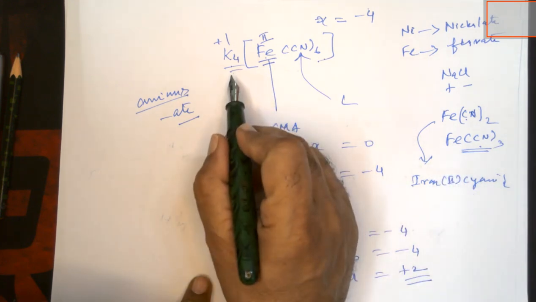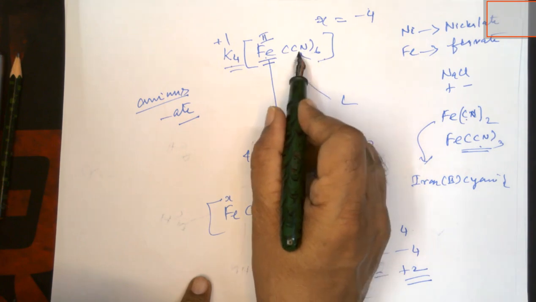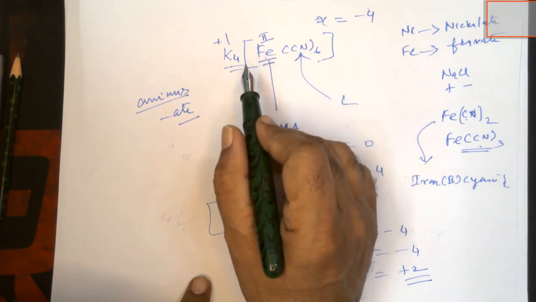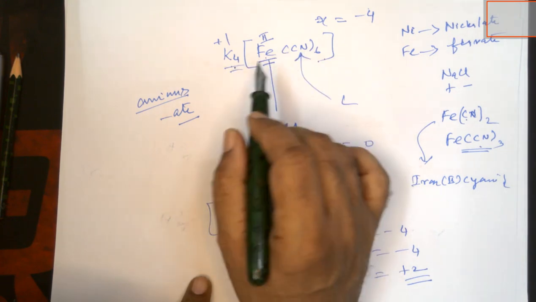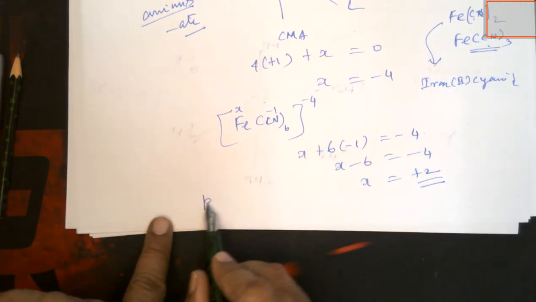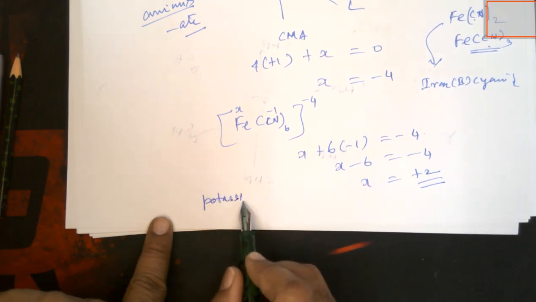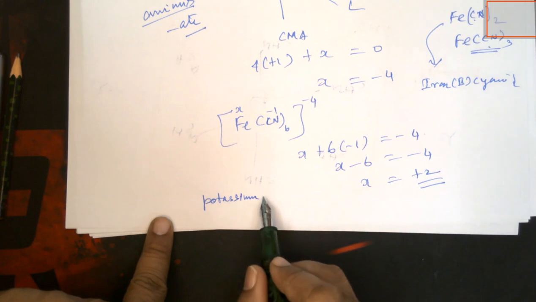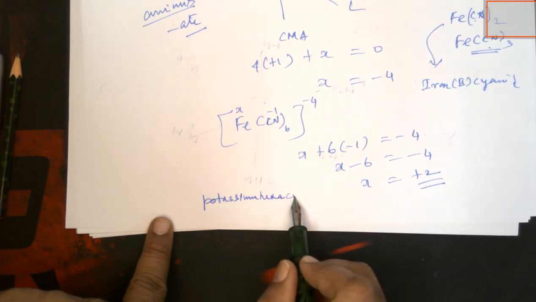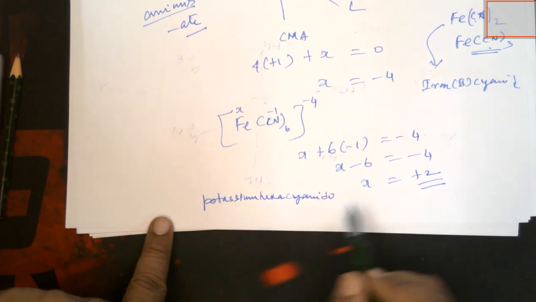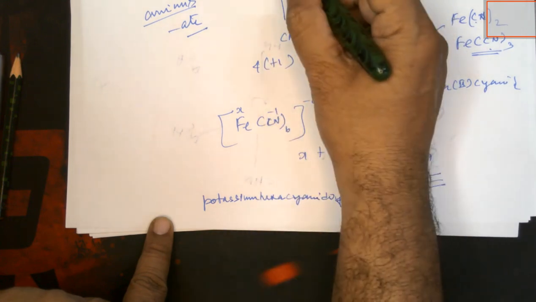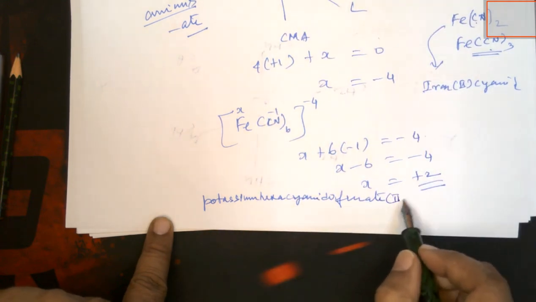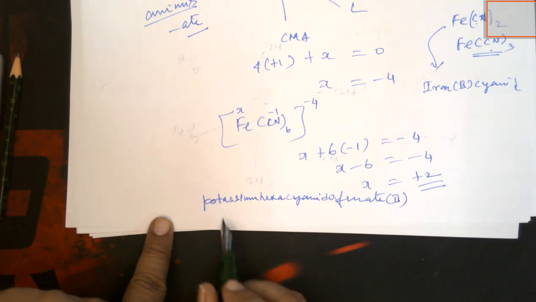Now shall we try? Potassium hexacyanidoferrate. Write down potassium. And when you write the nomenclature, you should write it continuously without any gap. So you can write like this: potassium, starting with a small letter. Don't leave any space. Hexa, cyanido, and then ferrate. And bring the oxidation state here, that is 2. Are you able to follow? Got it? So what is the nomenclature of this compound?